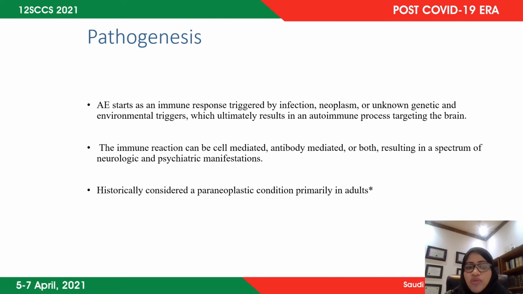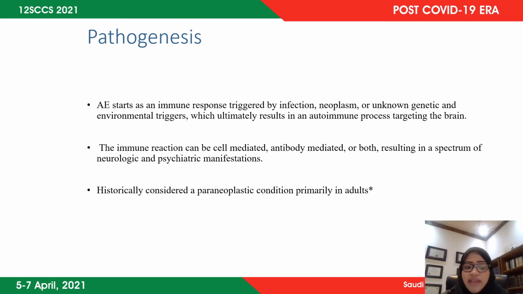Pathogenesis of autoimmune encephalitis. Autoimmune encephalitis is thought to get started as an immune response that's triggered by infection or a neoplasm or environmental trigger, and that reaction usually results in a cascade of autoimmune process that targets the brain. The immune reaction can be variable. It could be cell-mediated, or it could be antibody-mediated, or it could be both. And that results in the spectrum of neurologic and psychiatric manifestations that we see in autoimmune encephalitis.